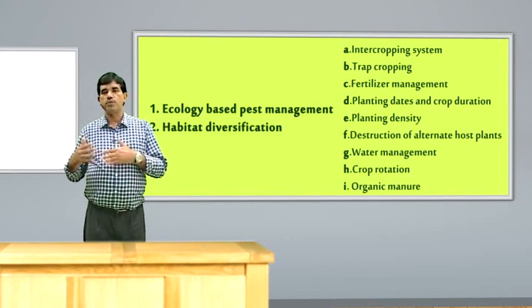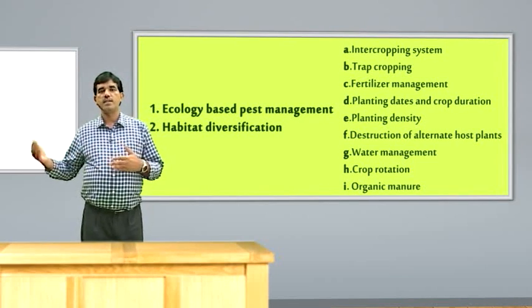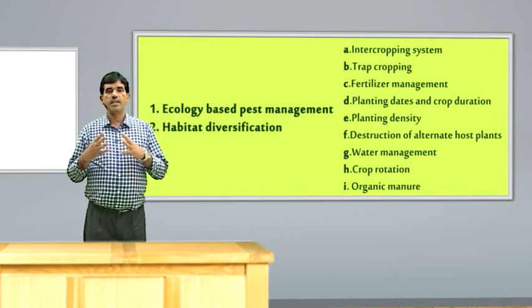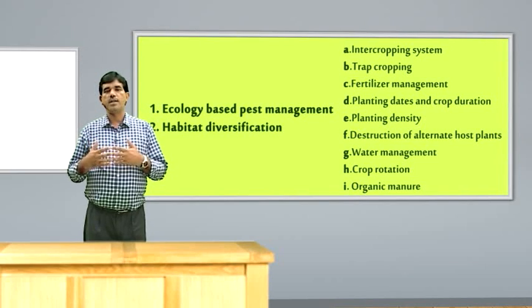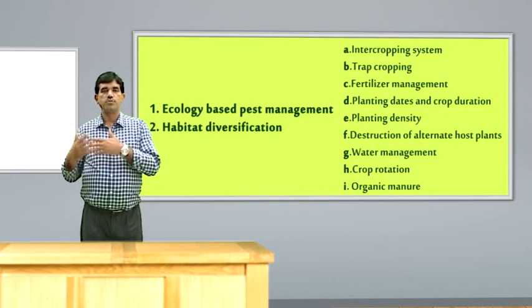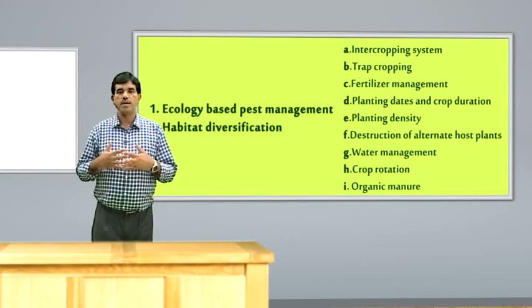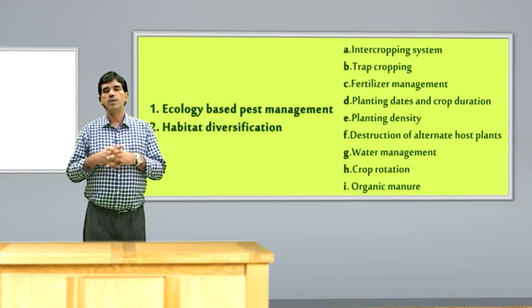Destruction of alternate host plants is also required because these pests can survive for generations if alternate hosts are available. For example, for green leaf hopper, the alternate host plants are Echinochloa colonum and Echinochloa crusgalli in rice. So these plants should be destroyed. In sorghum, these grassy weeds can harbor the earhead midge. So all these kinds of plants should be removed.